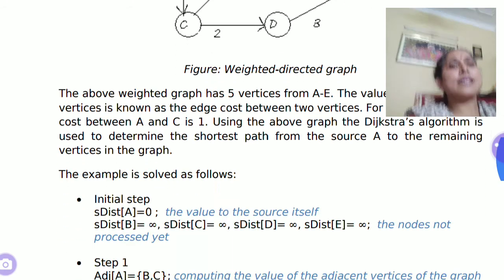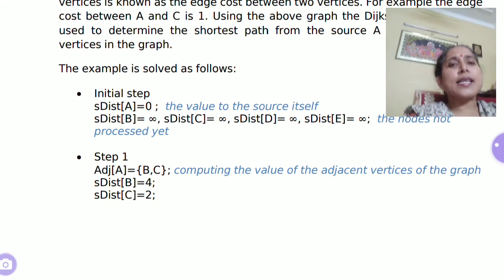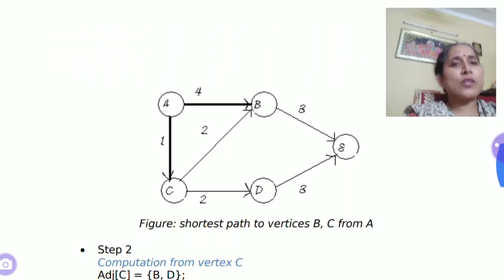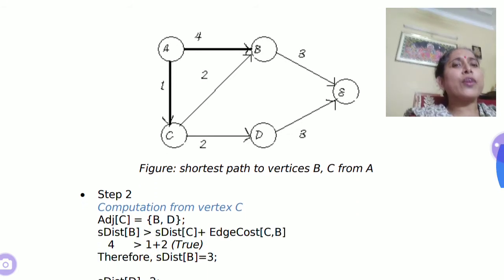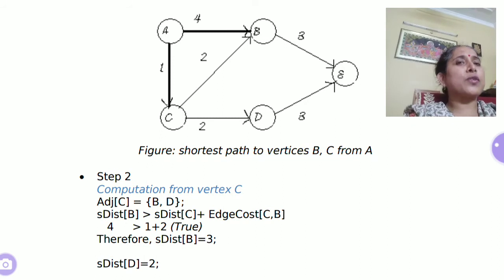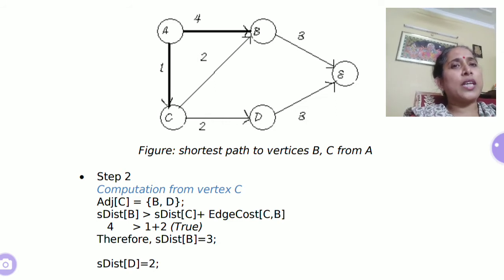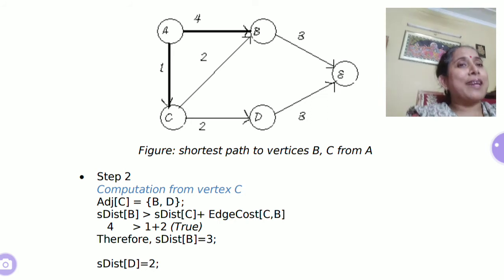Now once C is there with me, in the next step I've included this vertex C. Now I'm trying to figure out how many other vertices are adjacent to C and A. A is adjacent to B, and C is adjacent to B and D. Now if you calculate the distance of B from A, that is 4, and the distance of B via C, that is A to C and C to B, that is 1 plus 2, that comes out to be 3. 3 is a shorter distance to be covered via C.